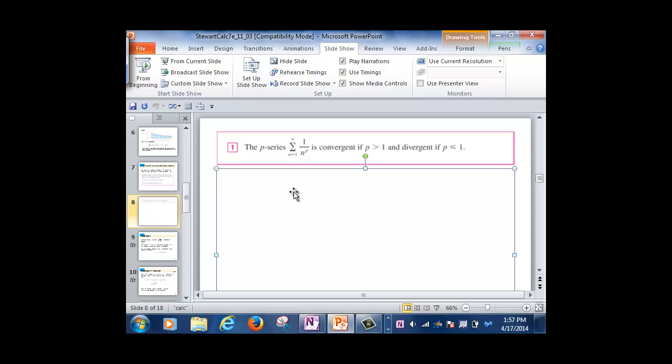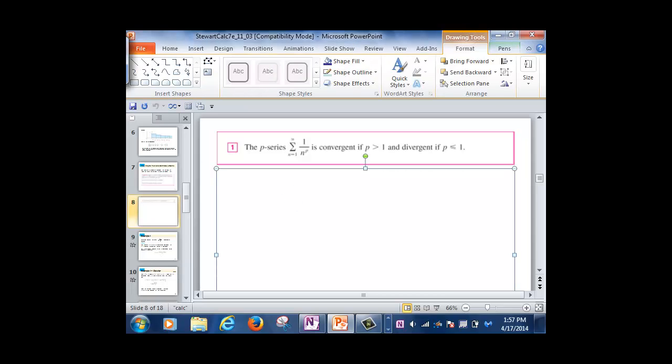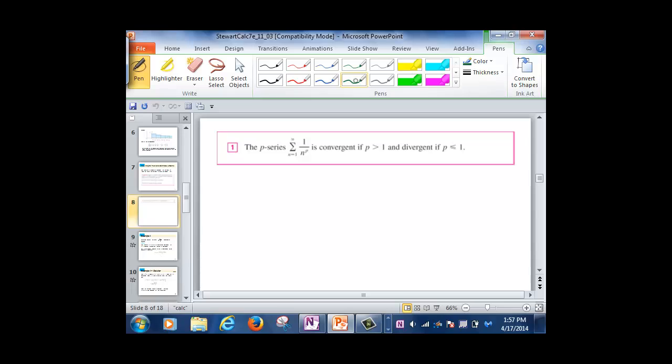By the integral test, the series that I have here, n going from 1 to infinity of 1 over n to the p, right? This series is convergent if and only if the integral from 1 to infinity of 1 over x to the p is convergent, right? The integral test that we just looked at says that the p series converges if and only if the integral from 1 to infinity of 1 over x to the p is convergent.